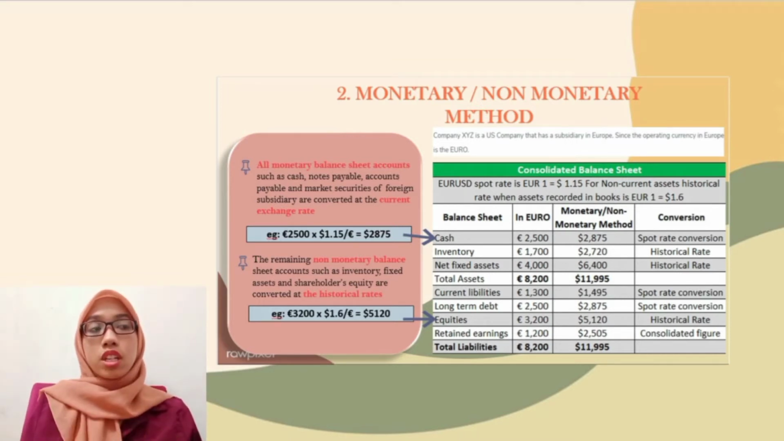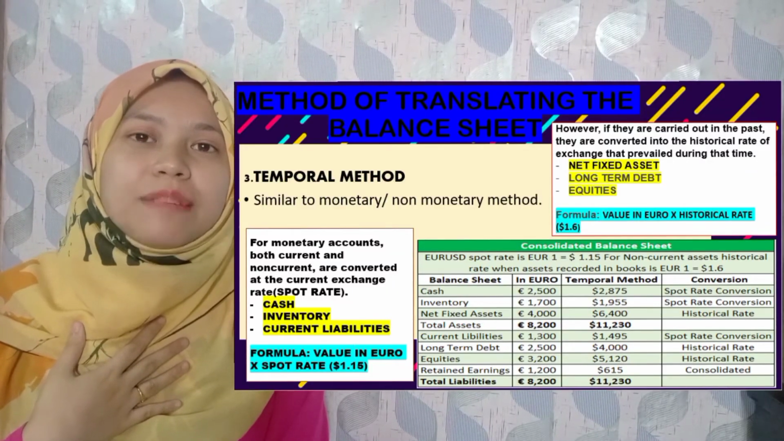This method works on the philosophy that monetary accounts are similar because their value is equivalent to the amount of money, the value of which changes with fluctuations in the exchange rate. The monetary or non-monetary method categorizes accounts on the basis of similarity of attribute rather than maturity. I will continue with the methods of translating the balance sheet.